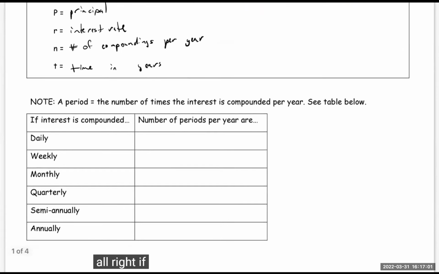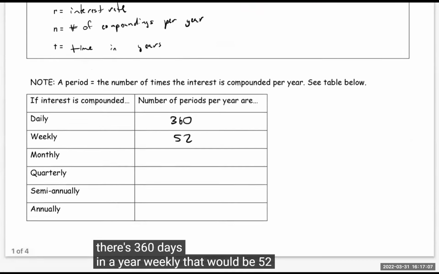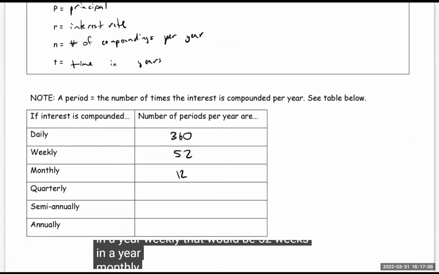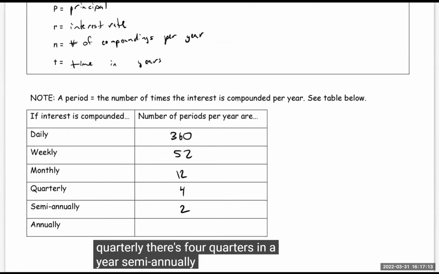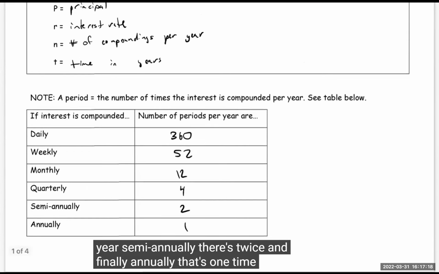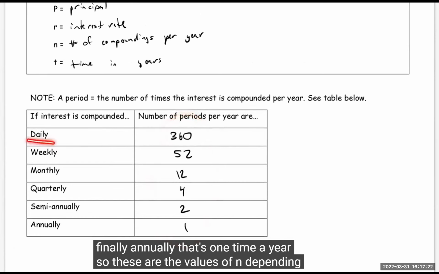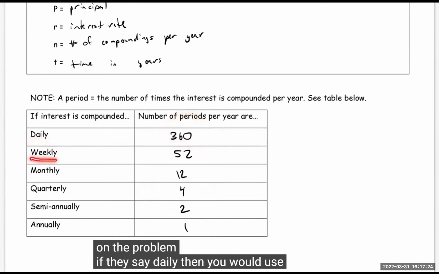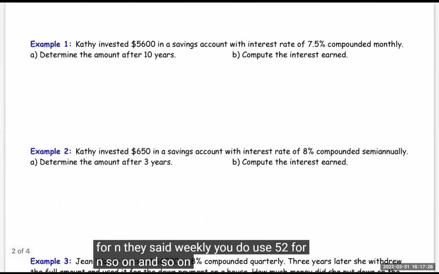All right. If interest is compounded daily, then we're just going to assume there's 360 days in a year. Weekly, that would be 52 weeks in a year. Monthly, there's 12 months in a year. Quarterly, there's 4 quarters in a year. Semi-annually, there's twice. And finally, annually, that's 1 time a year. So these are the values of N, depending on the problem. If they say daily, then you would use 360 for N. If they said weekly, you would use 52 for N, so on and so on.